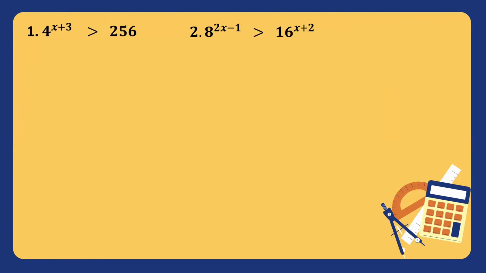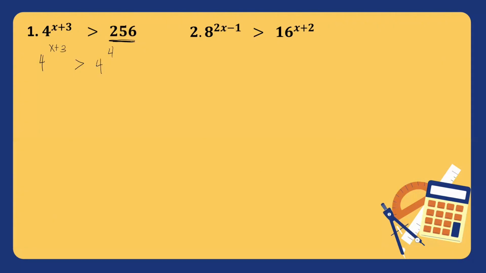So I have here, for example, the 2 will be the activity. For the first example, we have 4 to the power of x plus 3 is greater than 256. So dito po ay same process din ng equation. If they don't have the same base, kailangan natin silang gawing same base. So we have here 4 to the power of x plus 3 is greater than 256. Si 256, ang exponential form niya is 4 to the power of 4.